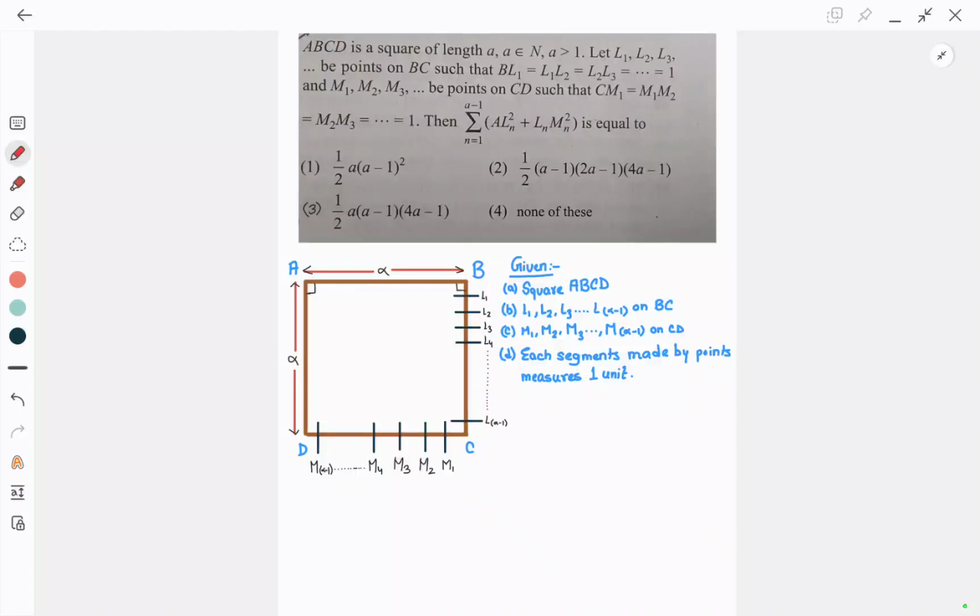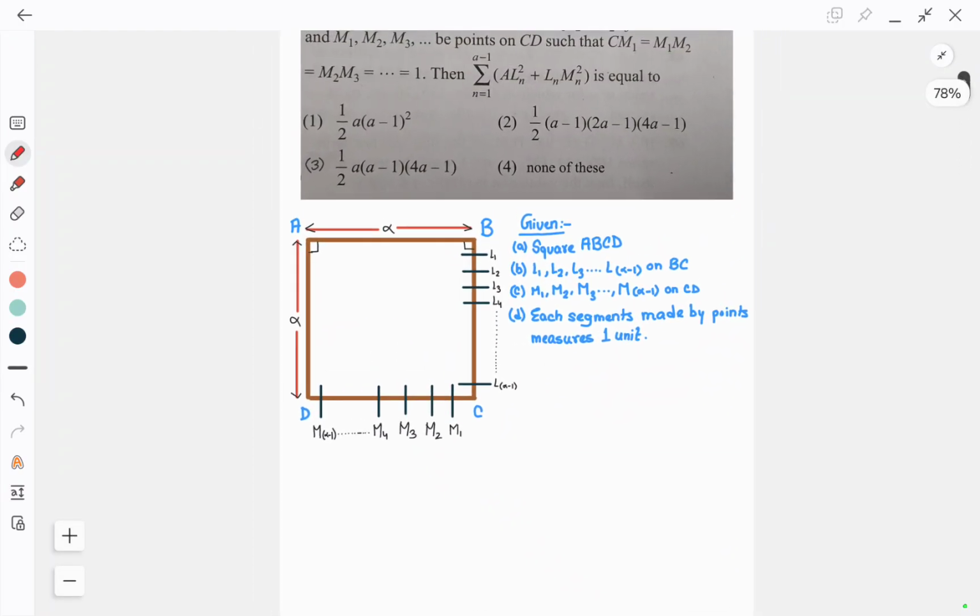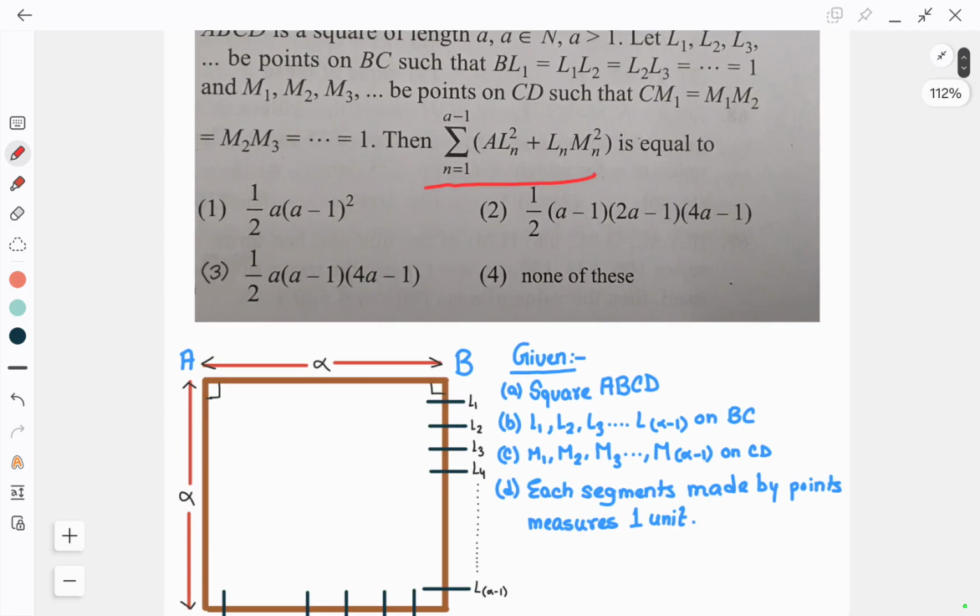So today we have ABCD, a square of length alpha, where alpha is a natural number and alpha is greater than 1. There are points L1, L2, L3 on BC and M1, M2, M3 on CD. Each segment made by the points measures 1 unit. Then we have to find the value of this expression.